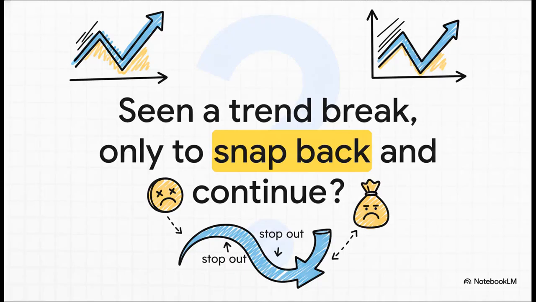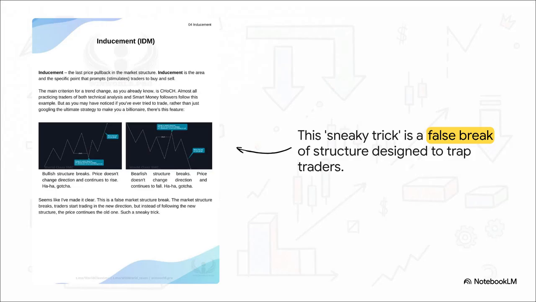So let me ask you this, and be honest. Have you ever seen what looks like a perfect change of character? So you jump into a trade expecting a big reversal, only to watch the price whip right back around, stop you out, and then continue in the original direction. It feels like the market just played you, right? Well, that gotcha moment isn't random. It's not a bug, it's a feature of the market. It's a move that's specifically designed to trap traders. It tricks them into thinking a reversal is happening, and once they've put their money on the line, their orders become the fuel, or what we call liquidity, that the big players use to shove the market in the direction they wanted to go all along.